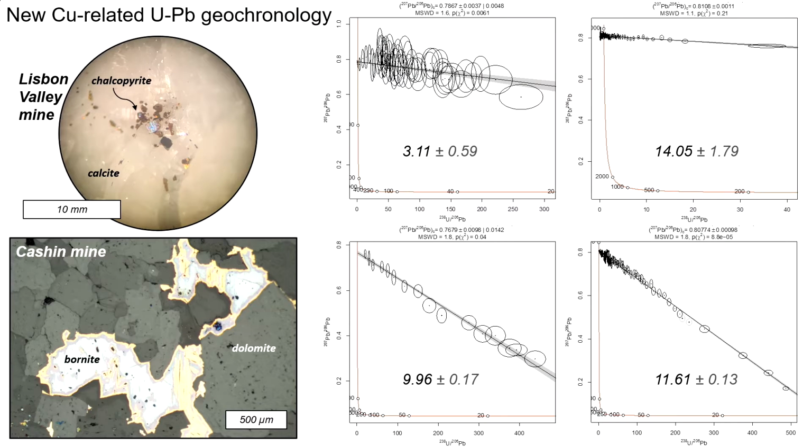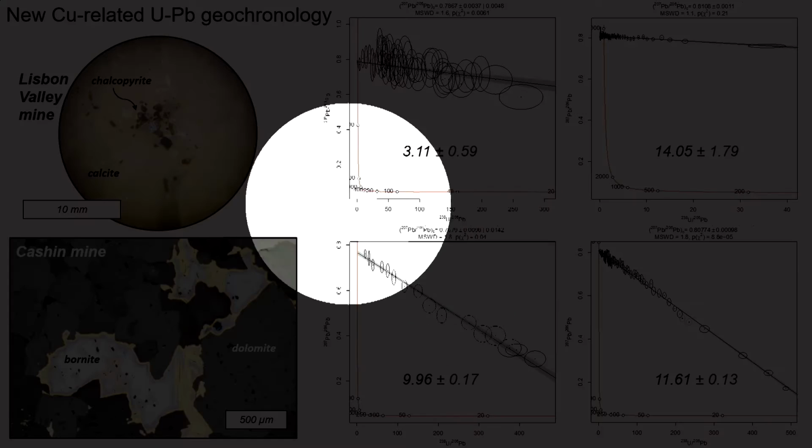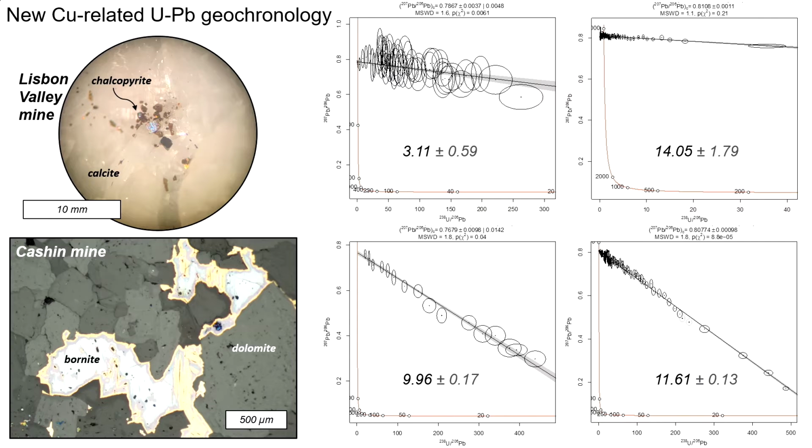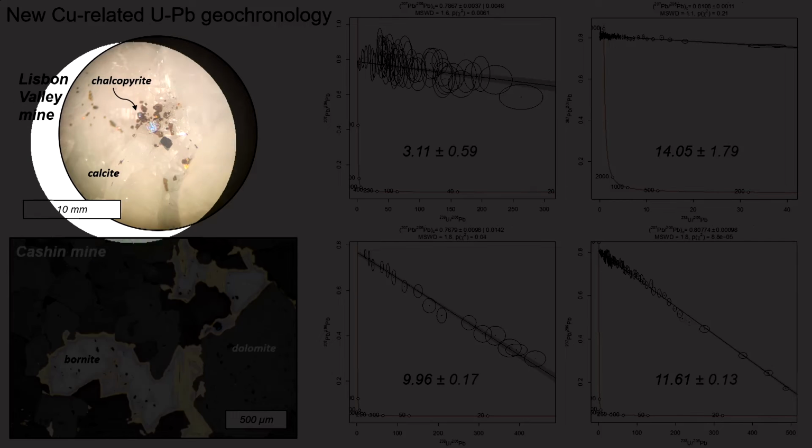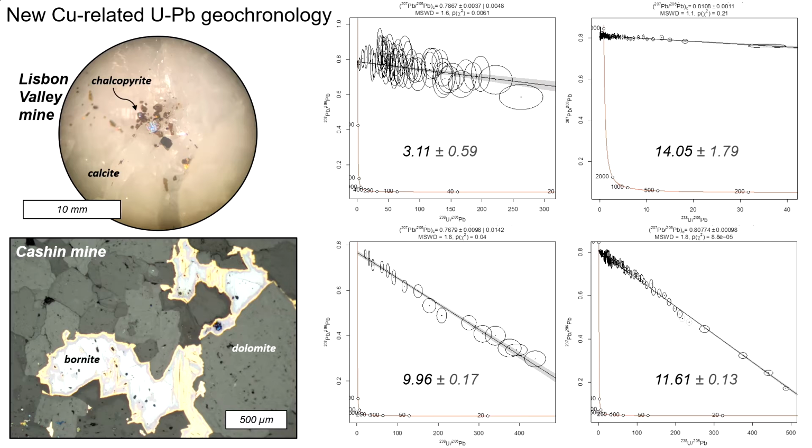So again, back to the theme of carbonates. I just want to point out what those relationships look like between the minerals like chalcopyrite and bornite and other things with these carbonate group minerals. So up here we have a beautiful photo of some chalcopyrite intergrown with calcite, and then from the Cashin mine, there's bornite intergrown with dolomites from the area.